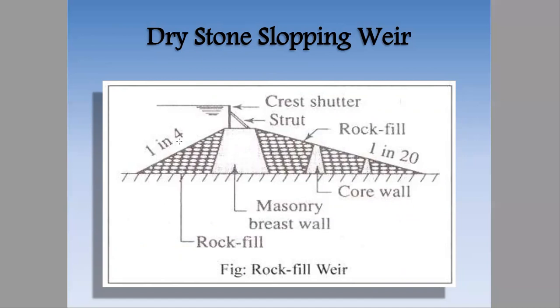And what does this represent? 1 in 4 and 1 in 20. It clearly resembles the slope. Okay, and why is it higher in upstream and lesser in downstream? To reduce the effect of water scouring on downstream. Okay, so now we are well aware of this dry stone sloping weirs.